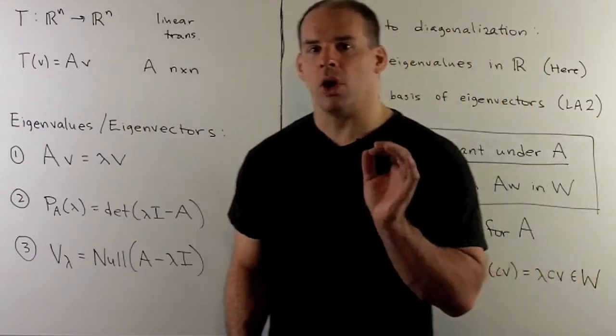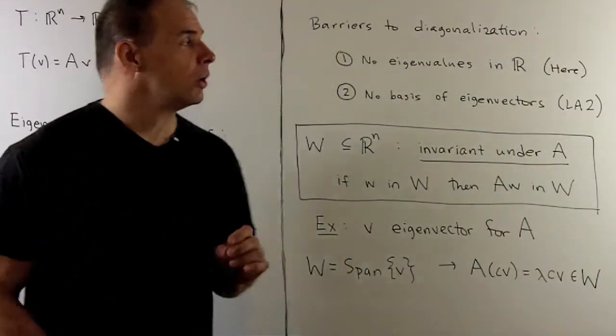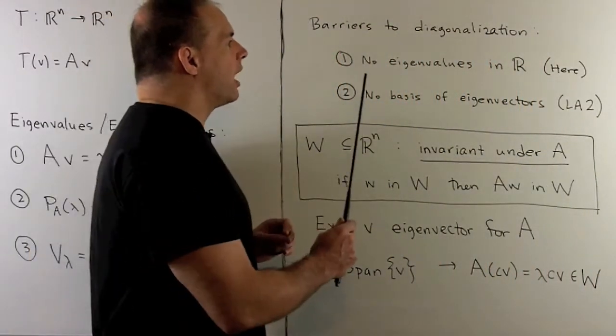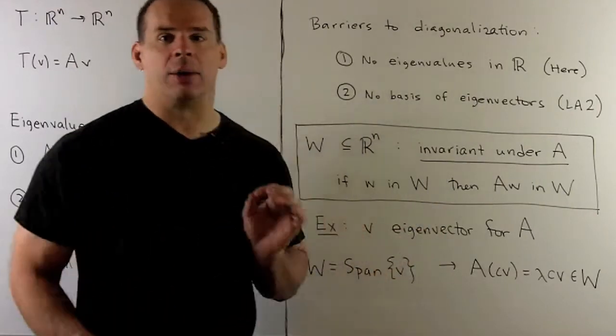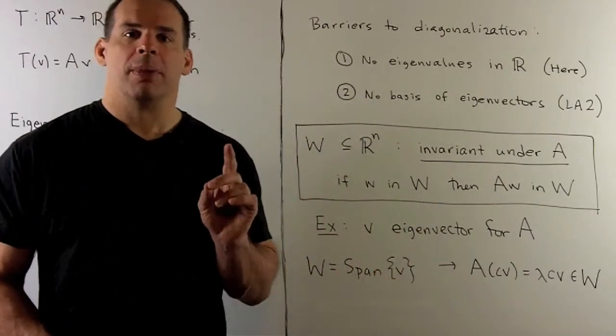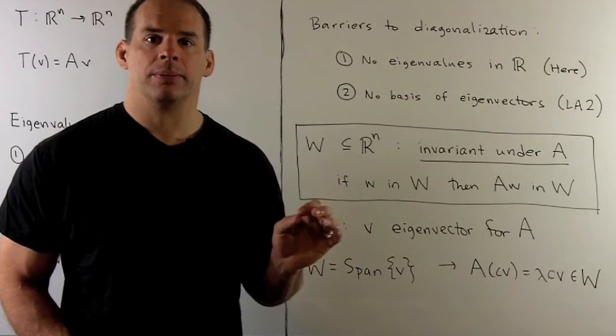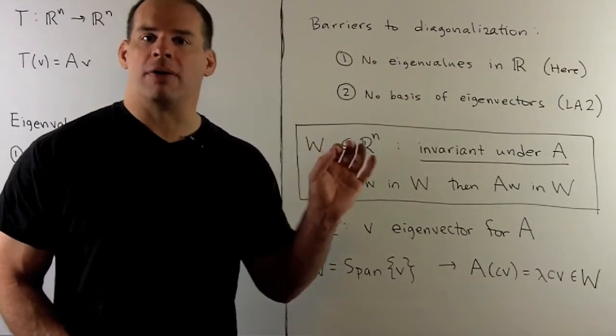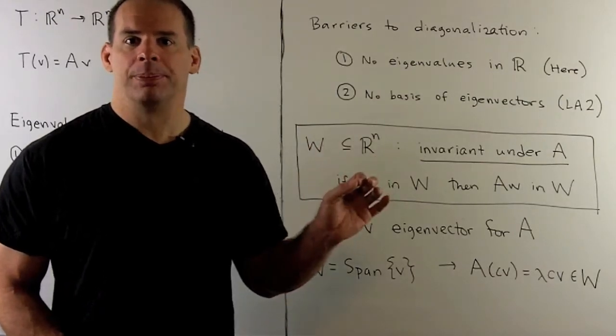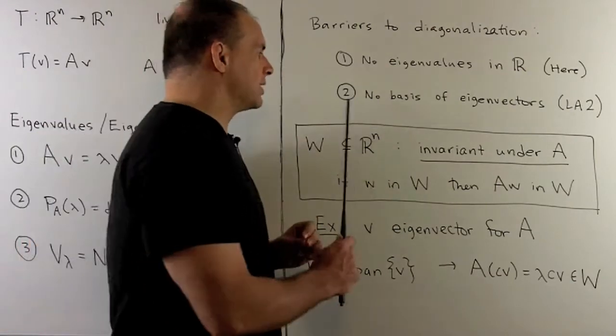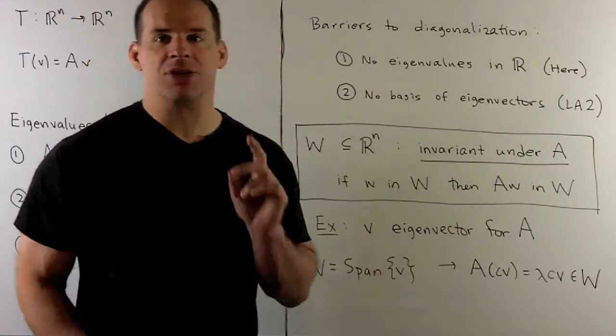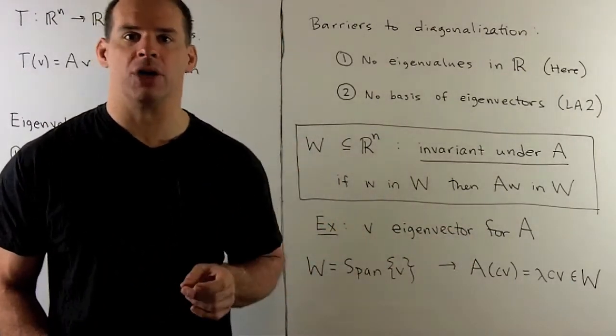Now, what can go wrong? First, it might turn out that our eigenvalues are not in our base field. So that's what we want to address here. Even if all of our eigenvalues land in our base field, we still have to worry about finding a basis of eigenvectors. And that's a question for a second linear algebra class.